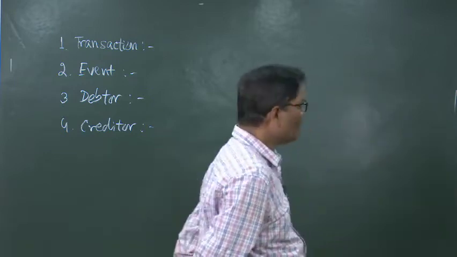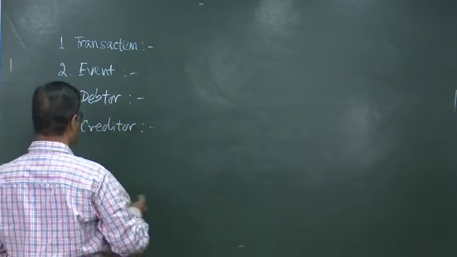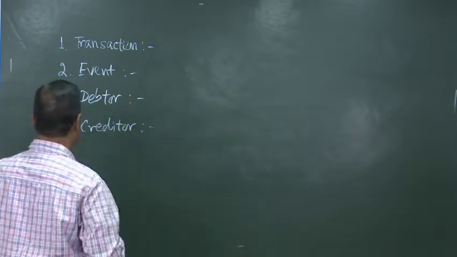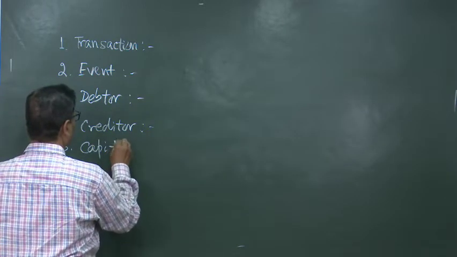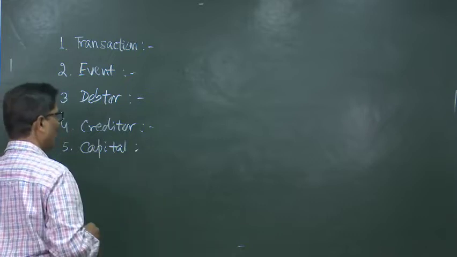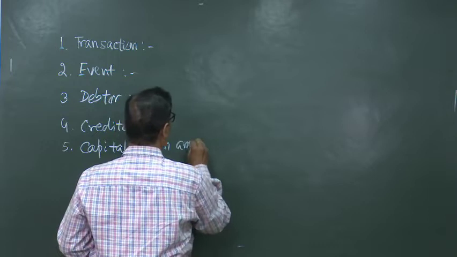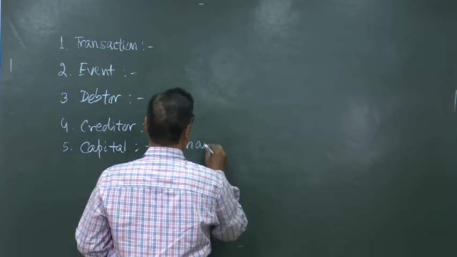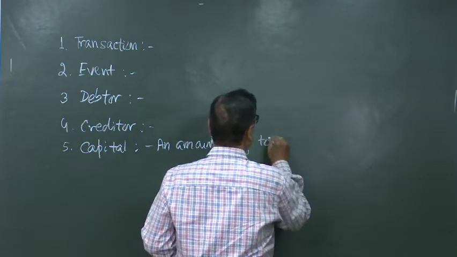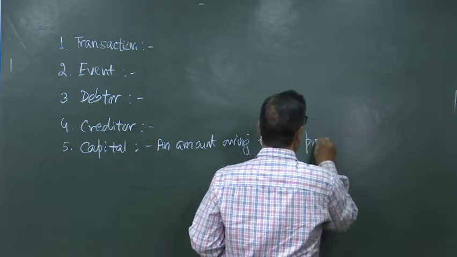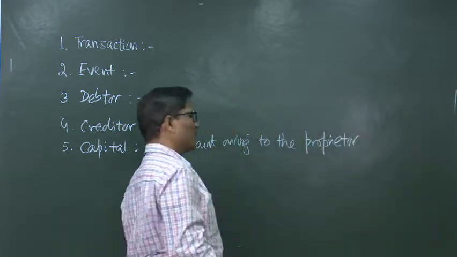After that we will come to capital. These creditors are our liabilities. What is capital, what is liability, let us discuss. Number 5 is capital. An amount owing to the proprietor is called capital.